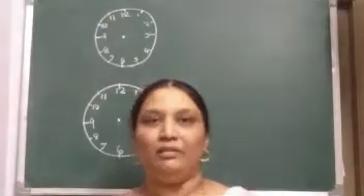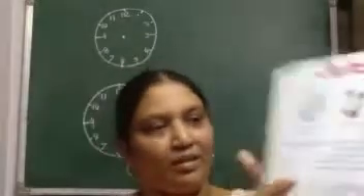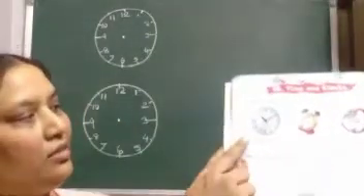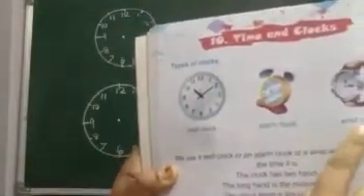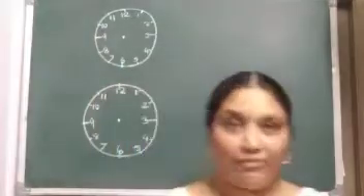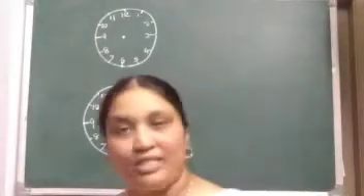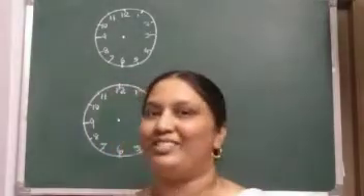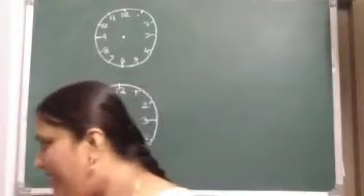Children, today in our work we are going to start a new chapter, time. And this is the last chapter. See children, this is a wall clock, an alarm clock and a wrist watch. Why do we see the watch or a clock? To see what's the time. Yes. And do you know how to see the time? Now I'll tell you how to see the time.